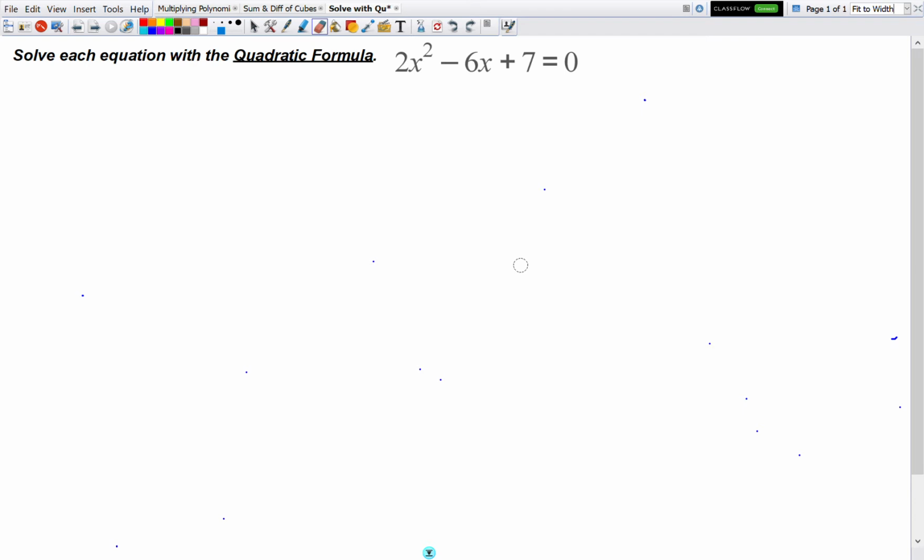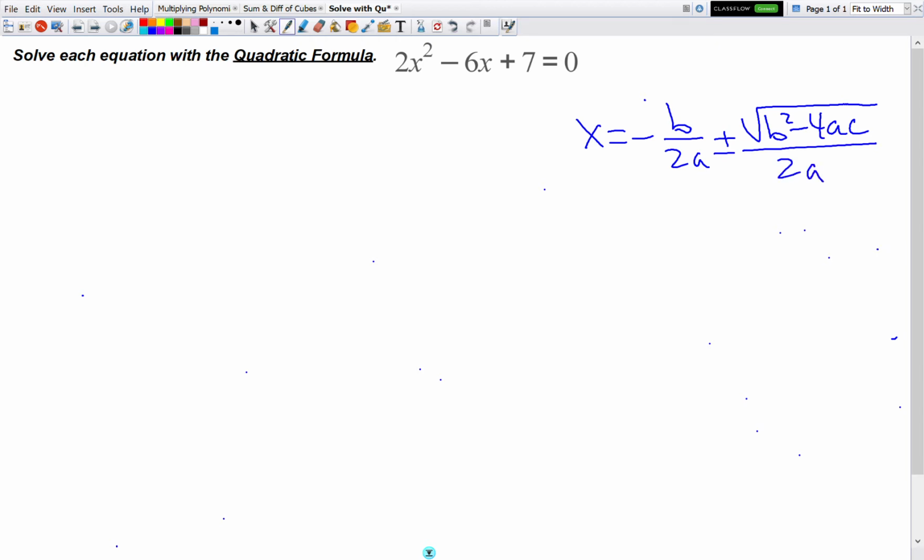Okay, so I'll practice what I preach, and I will write it as well. So here it goes. So x equals negative b over 2a plus or minus square root of b squared minus 4ac over 2a. Yeah, and there you go. Pretty simple. All right, so let's plug in some numbers.